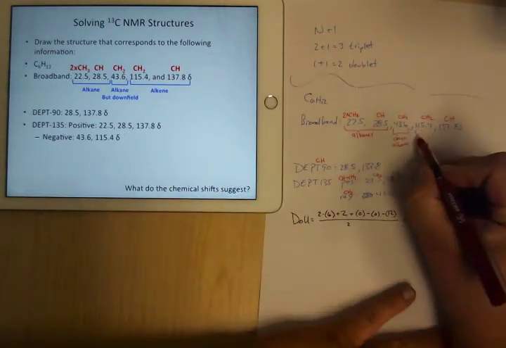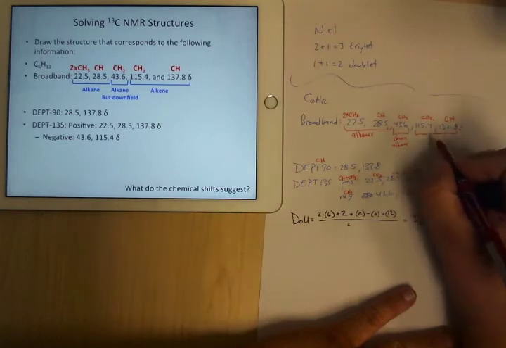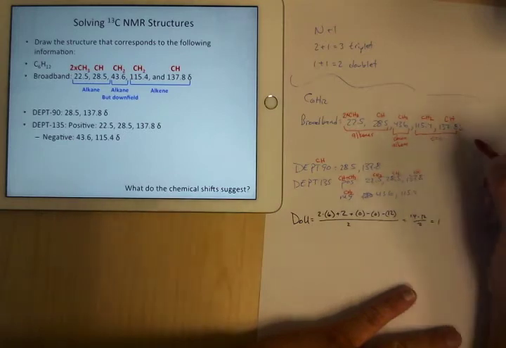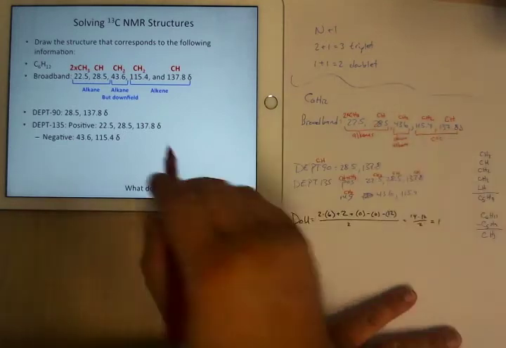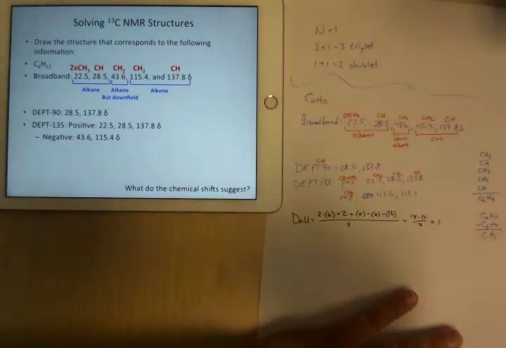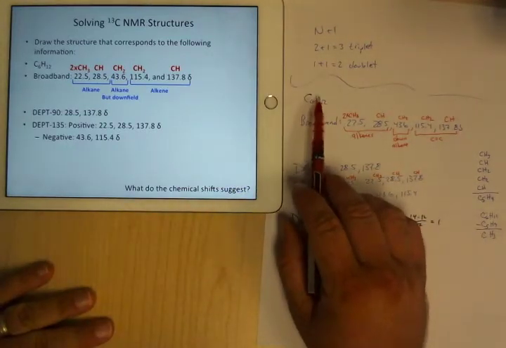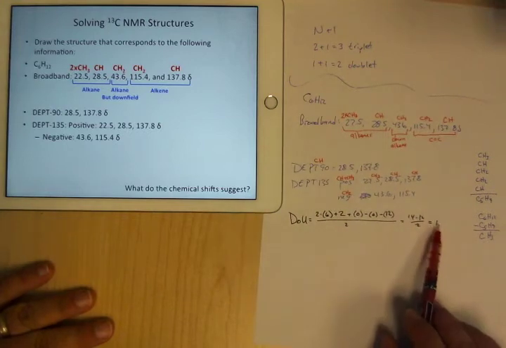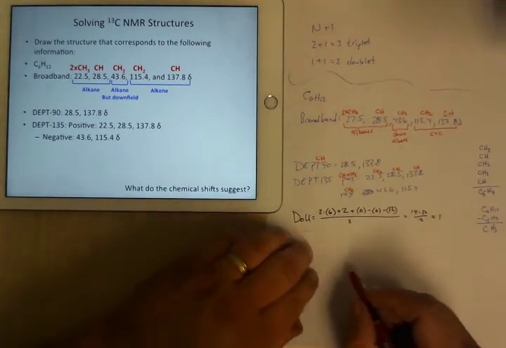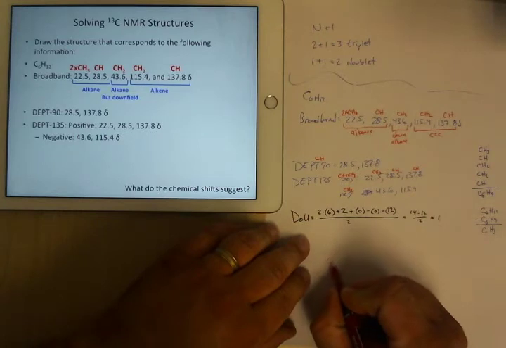Now these guys here. That's part of a carbon-carbon double bond, because that's the region for that. You could say, well, couldn't it be a triple bond? Well, it couldn't be, because we don't have enough degrees of unsaturation. So we know that the molecule itself has a CH2.